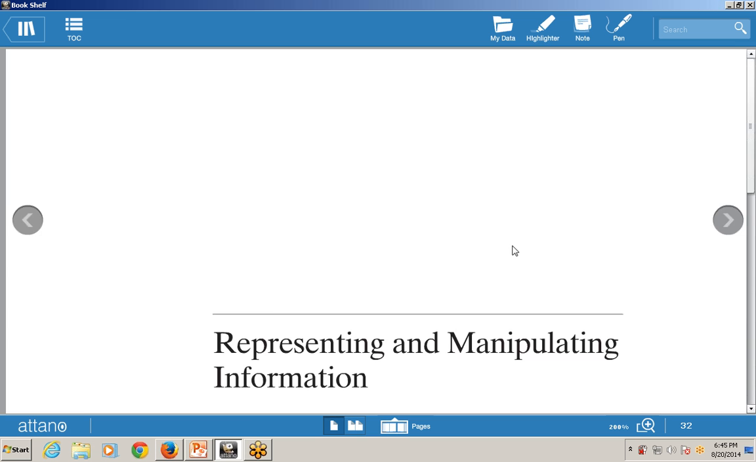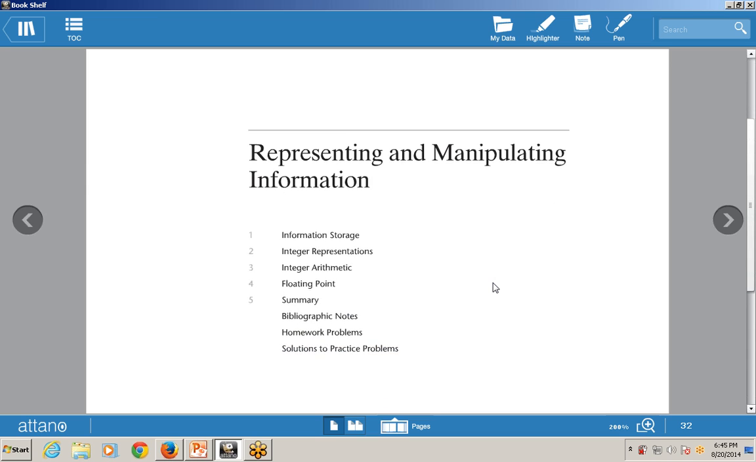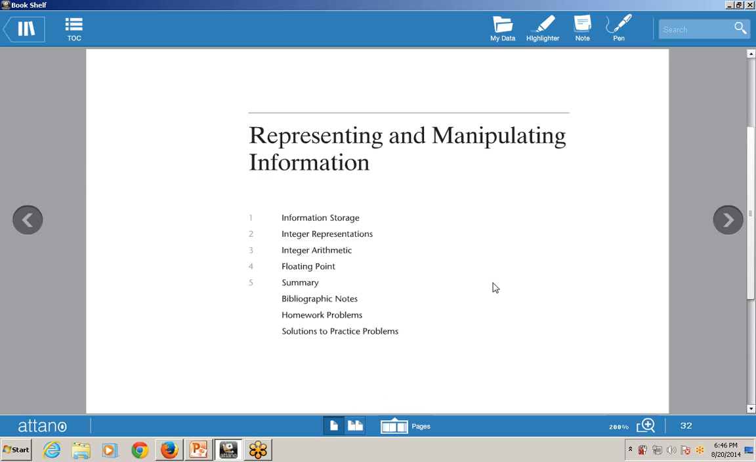Today I started with chapter number 2, that is representing and manipulating information. This contains 5 topics. First one is information storage, that I have finished today itself. Then the second one is integer representation. Then the third one is integer arithmetic. Fourth one is floating point, and the last one is summary.